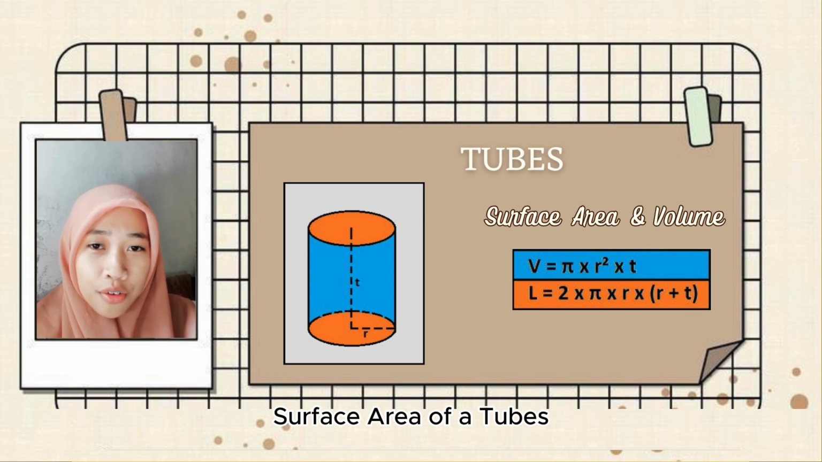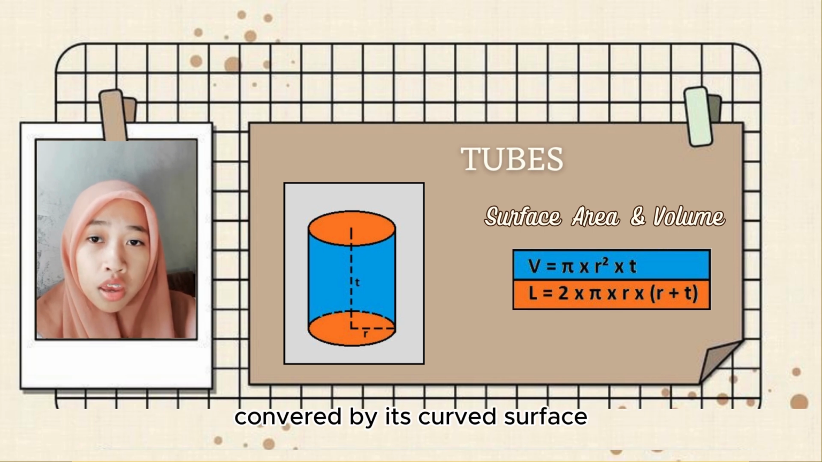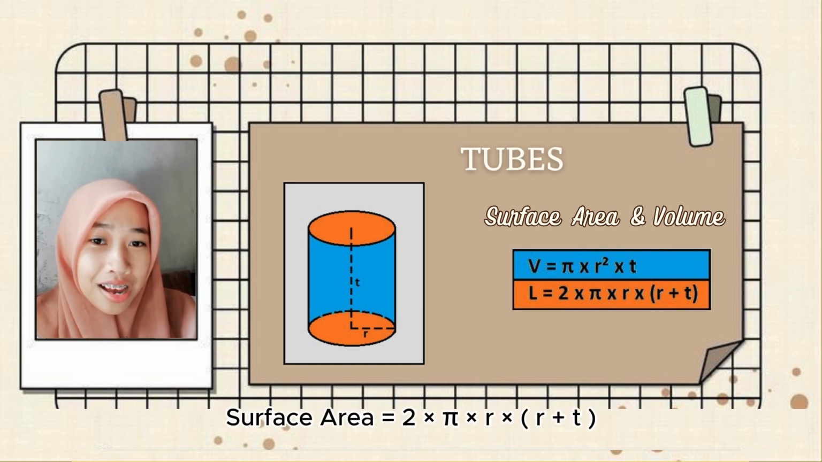Surface area of a tube. The surface area of a tube is the total area covered by its curved surface and two circular bases. It can be calculated using the formula: surface area equals 2 times pi times r times (r plus h).